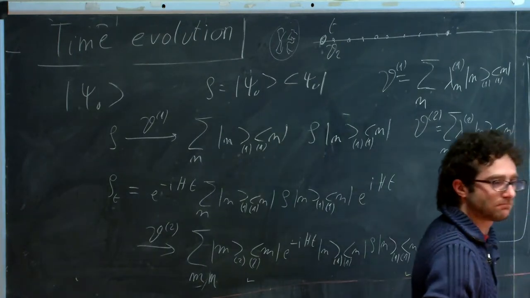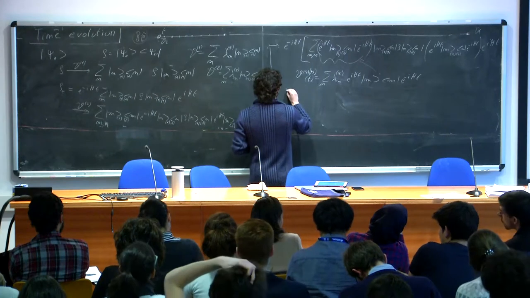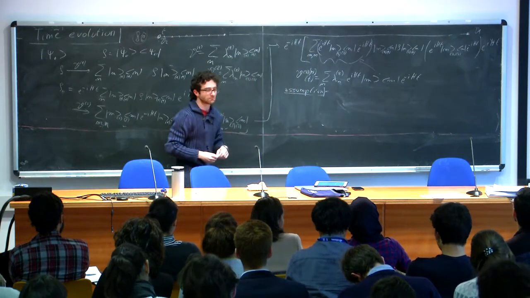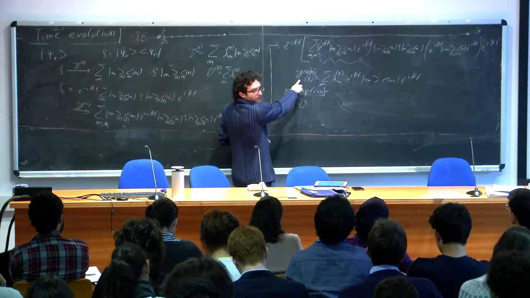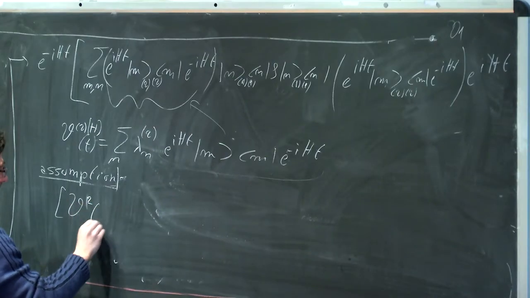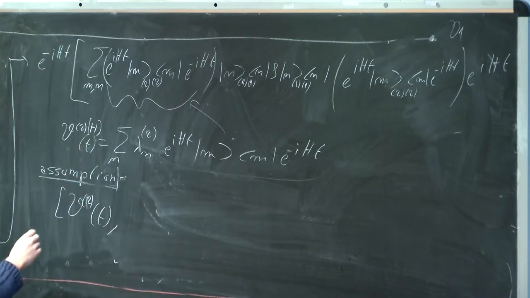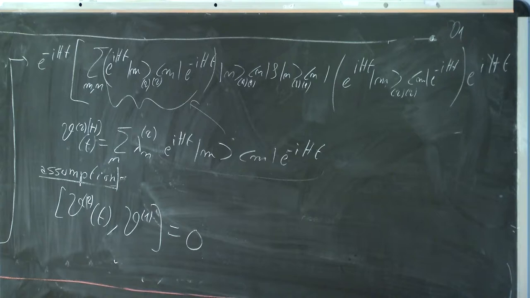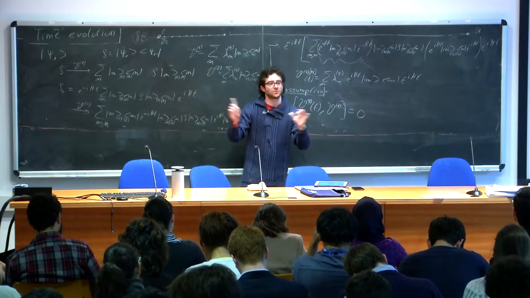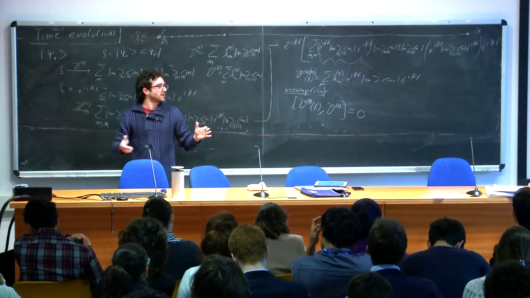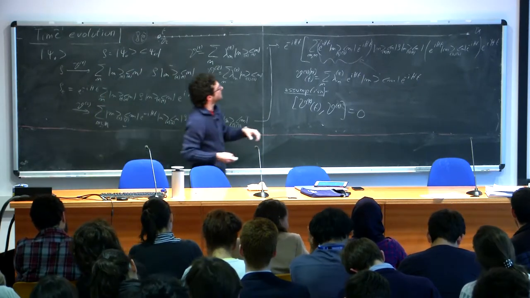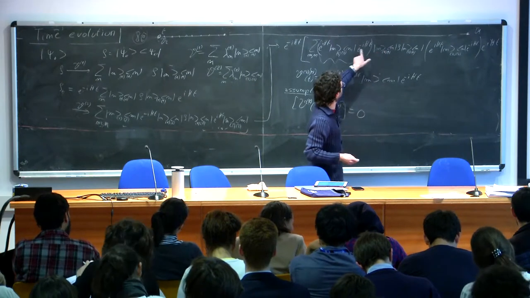Okay, so now let's make an assumption: that this operator O2 of t commutes with O1. What is the consequence? When two operators commute with one another, you can find a common basis that diagonalizes both operators. So this means that we can choose a basis which is the same for this and this other operator.